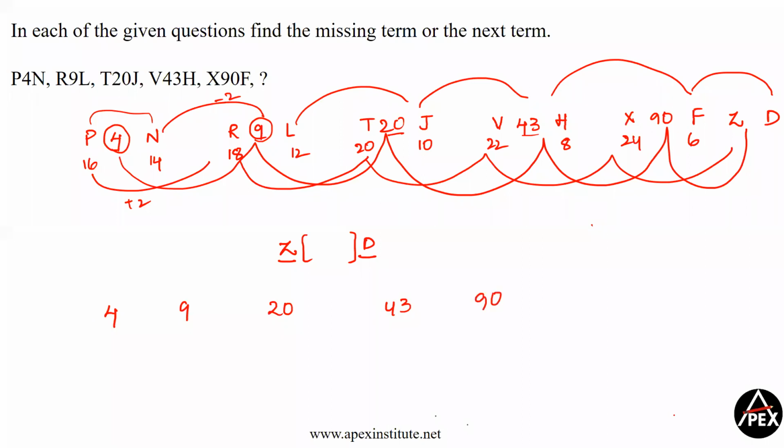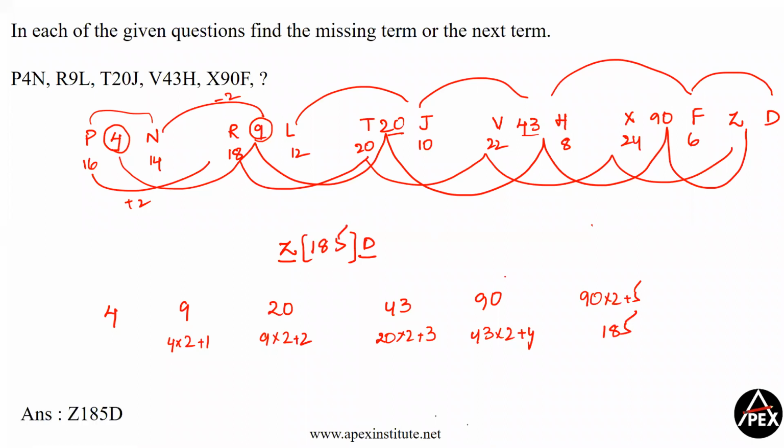What did you observe? Any observation? 4 into 2 plus 1, 9 into 2 plus 2, 20 into 2 plus 3, 43 into 2 plus 4. So the next number will be 90 into 2 plus 5. So this will be 185. So the answer for this question should be Z185B.